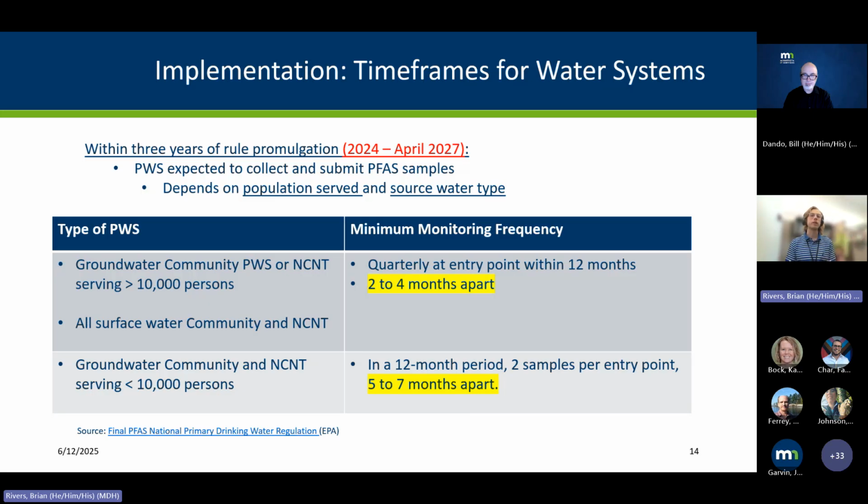So as you can see, if you're a large system, or if you're a large groundwater community system or a non-transient non-community system, you submit 4 quarterly samples within the same 12-month period, spaced 2 to 4 months apart. And then if you're a smaller groundwater system, you submit 2 samples per entry point, spaced 5 to 7 months apart. And if you're a surface water system, then you're also on quarterly as well.